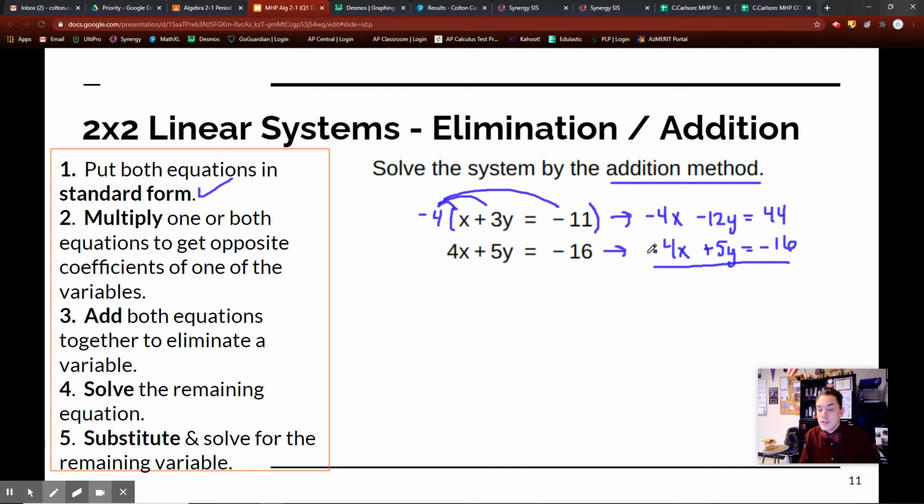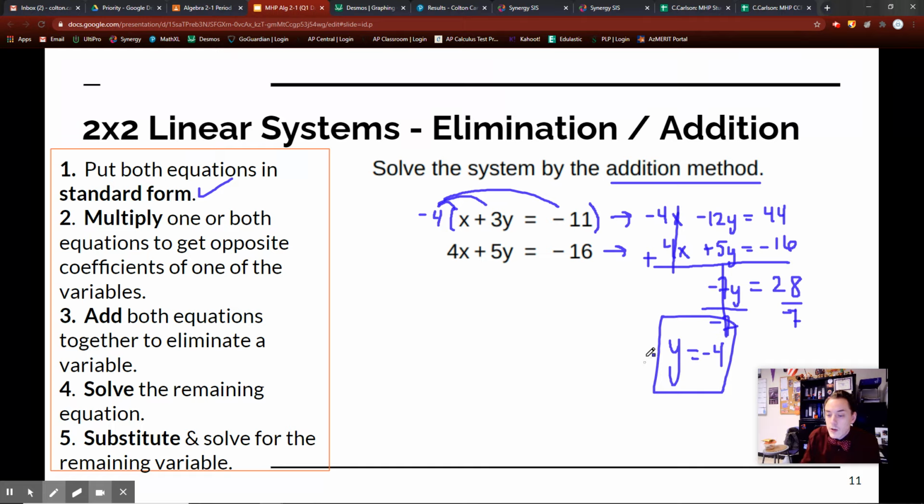And now what I can do is finally add them. So when I add them, now the 4x's go poofy, and then negative 12 plus 5 is negative 7, and then I tag the y on it, and this becomes 28. 44 minus 16 is 28. Divide by negative 7, divide by negative 7. That goes poofy. I have y equals negative 4.